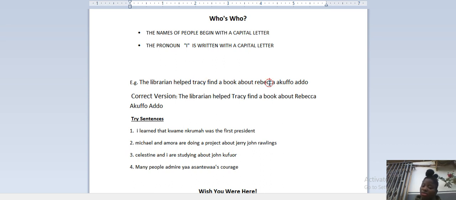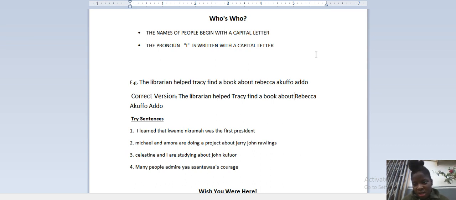Another name of a person is here, Rebecca Kufuado. The name of a person has been corrected over here. So as long as you're writing the name of a person, wherever it is in a sentence, sorry that my camera is popping, whether it is in the middle of the sentence or at the beginning of the sentence, as long as it is the name of someone, an identifiable name of a human being, the first letter has to start with a capital letter.